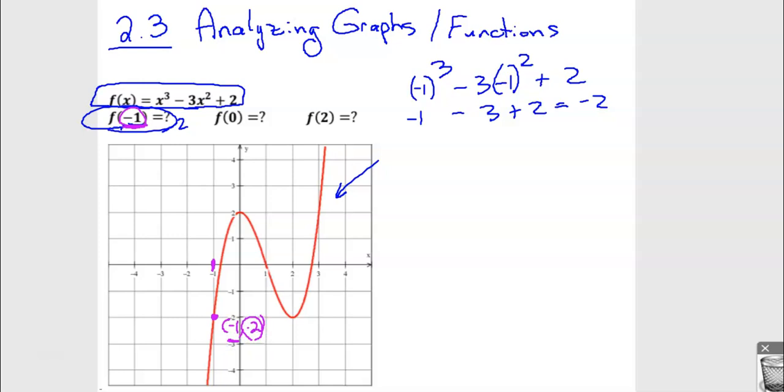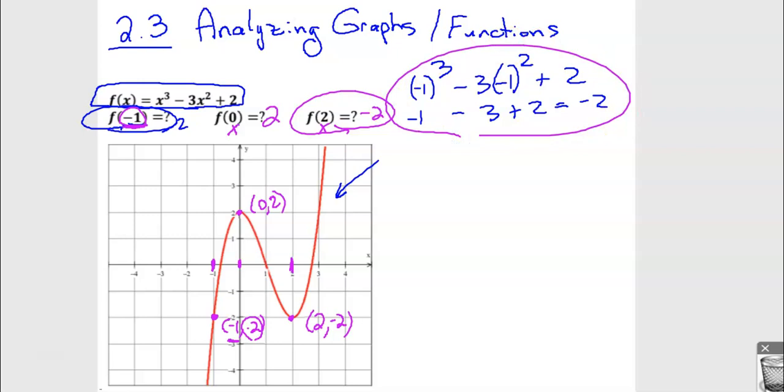So at 0, I think it's easier, by the way, to look at the graph. So when x is 0, where is the function at? Well, when x is at 0, notice the function is right here. So 0, 2. So it's at 2. At f of 2, so when 2 is x, where is f of x? Well, it's right down here at -2. So again, the point 2, -2.